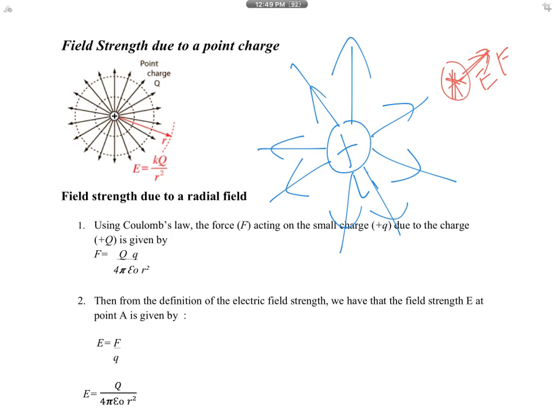Now, if let's say the positive test charge here is a proton, then the field strength of the lithium ion at point A will be the force acting on the proton divided by the test charge, which is the charge of the proton, if I want to use this formula. But if I want to use this formula, then this Q will be the charge of the lithium ion. So it's the charge that produces the field.